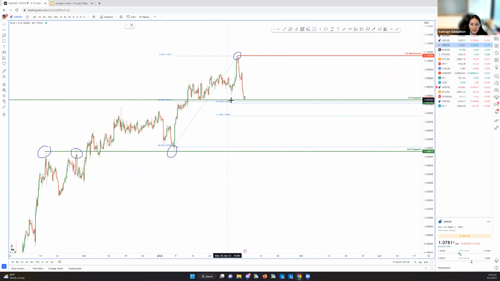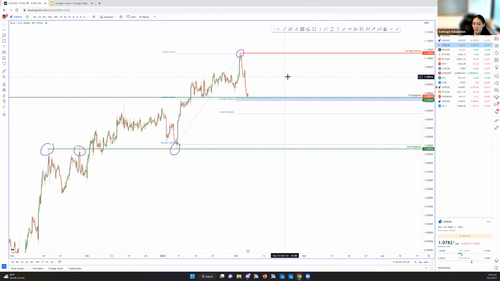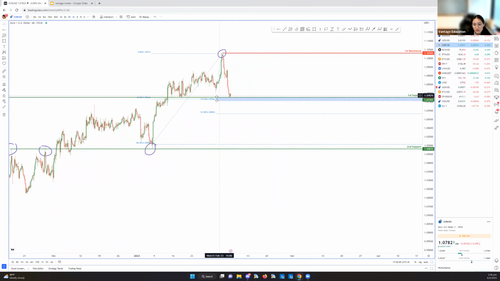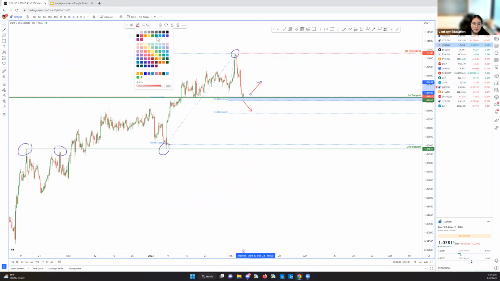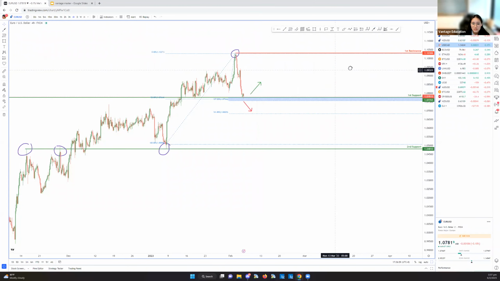So let me just highlight this area. Because we have two Fibonacci levels lined up, as well as a pretty strong first support level, this is a confluence area. So we can expect price to either break through this level and then hit toward our 161.8 level, or we can see price bouncing off of this level and heading toward our first resistance.